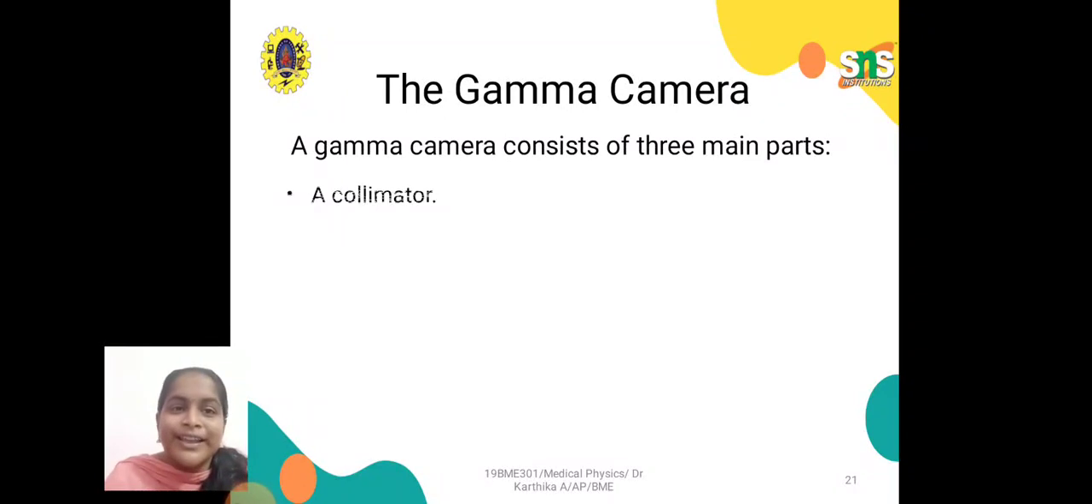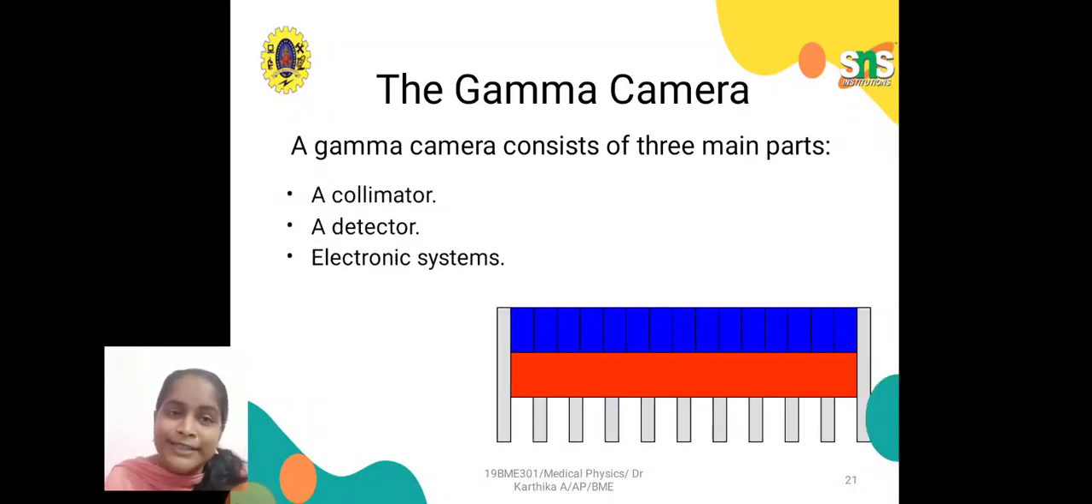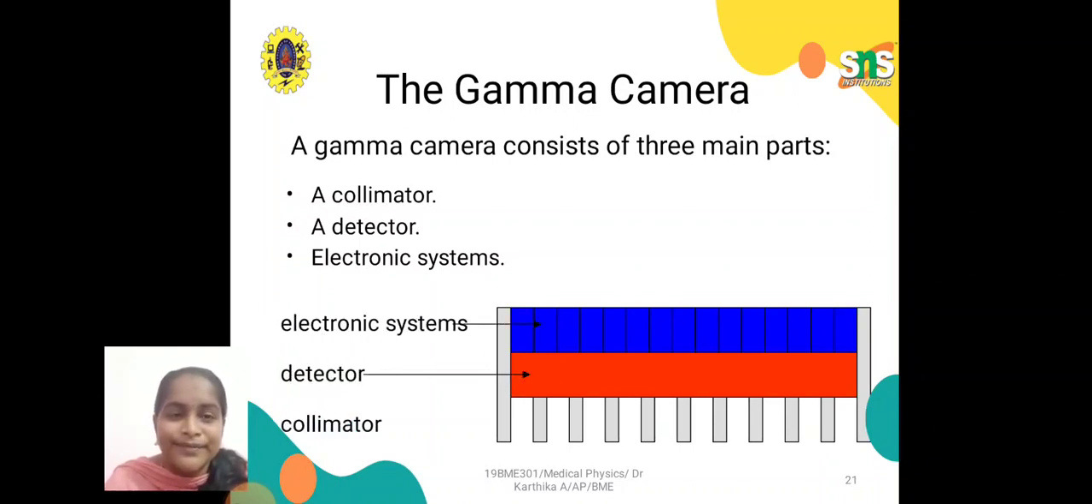Okay. And a gamma camera consists of three main parts. First one is a collimator, and then a detector and an electronic system. See this one. This picture clearly indicates the gamma camera.